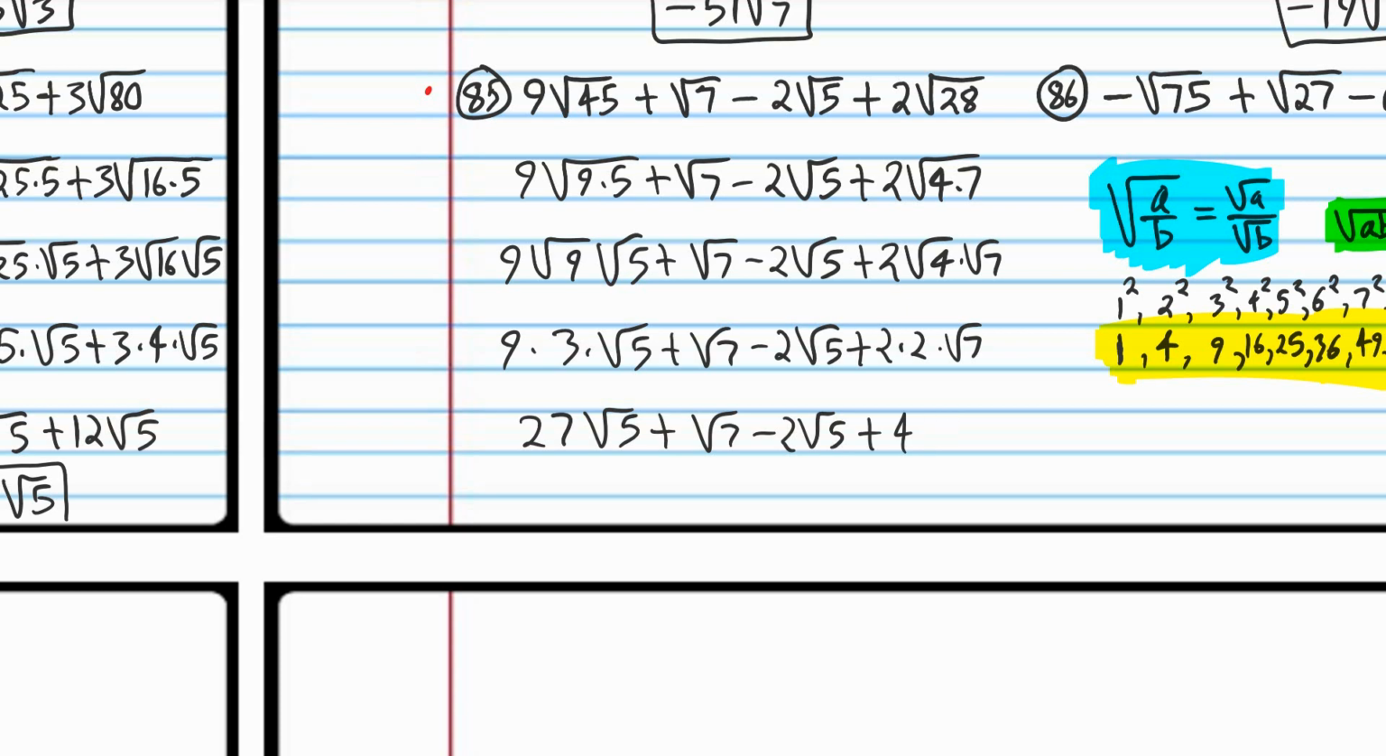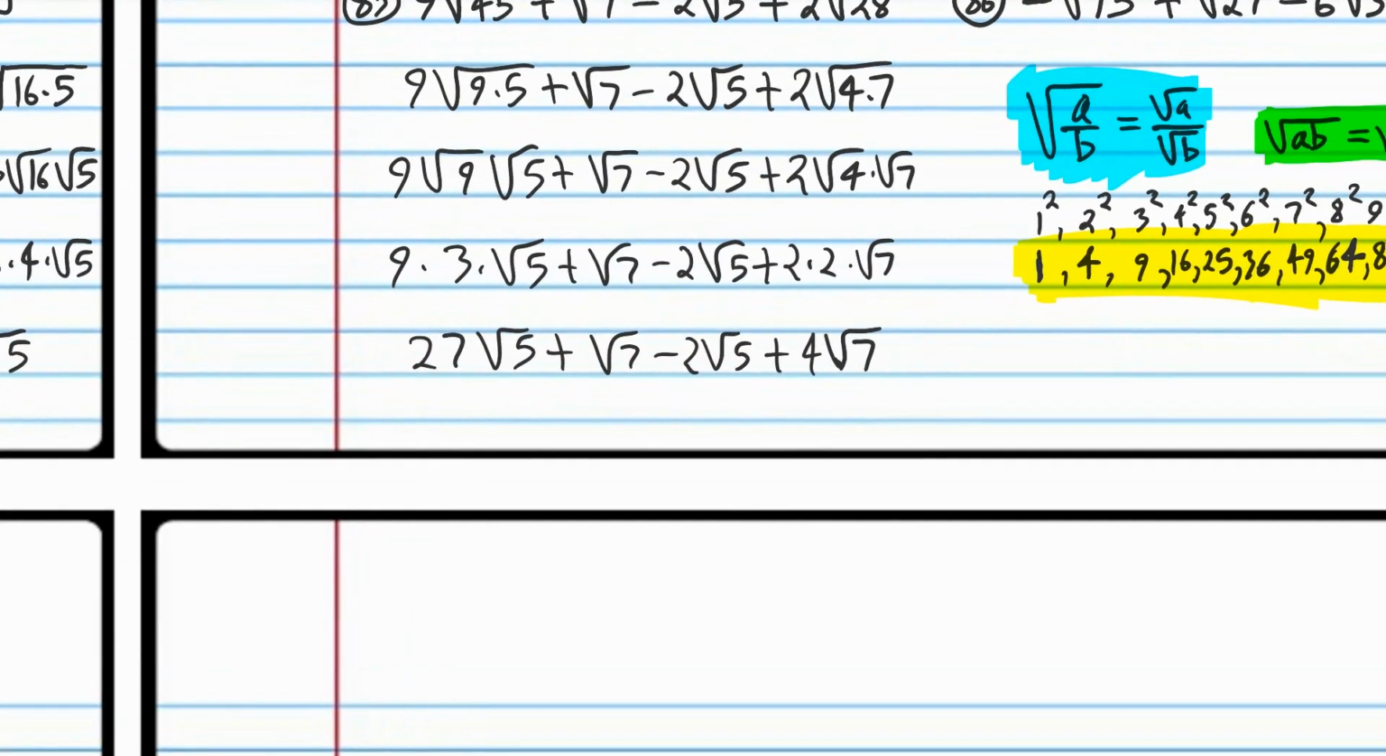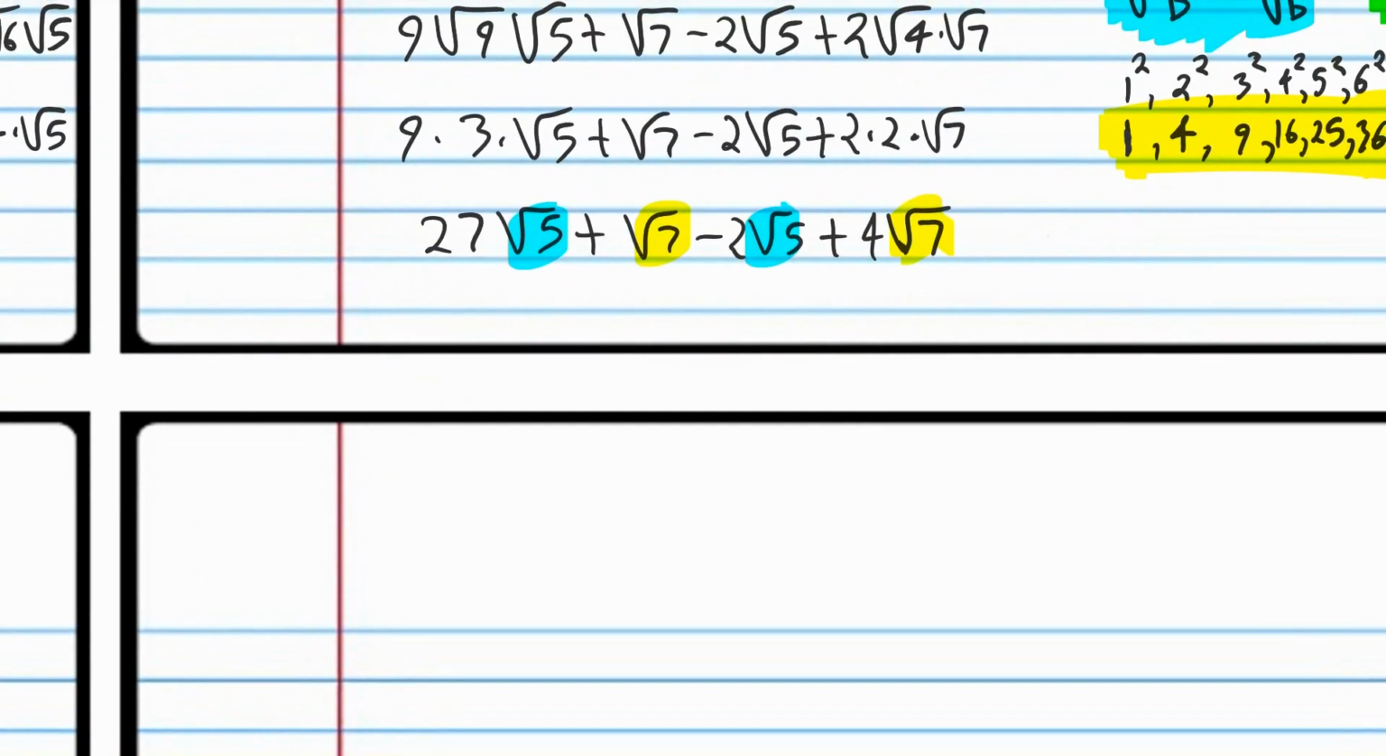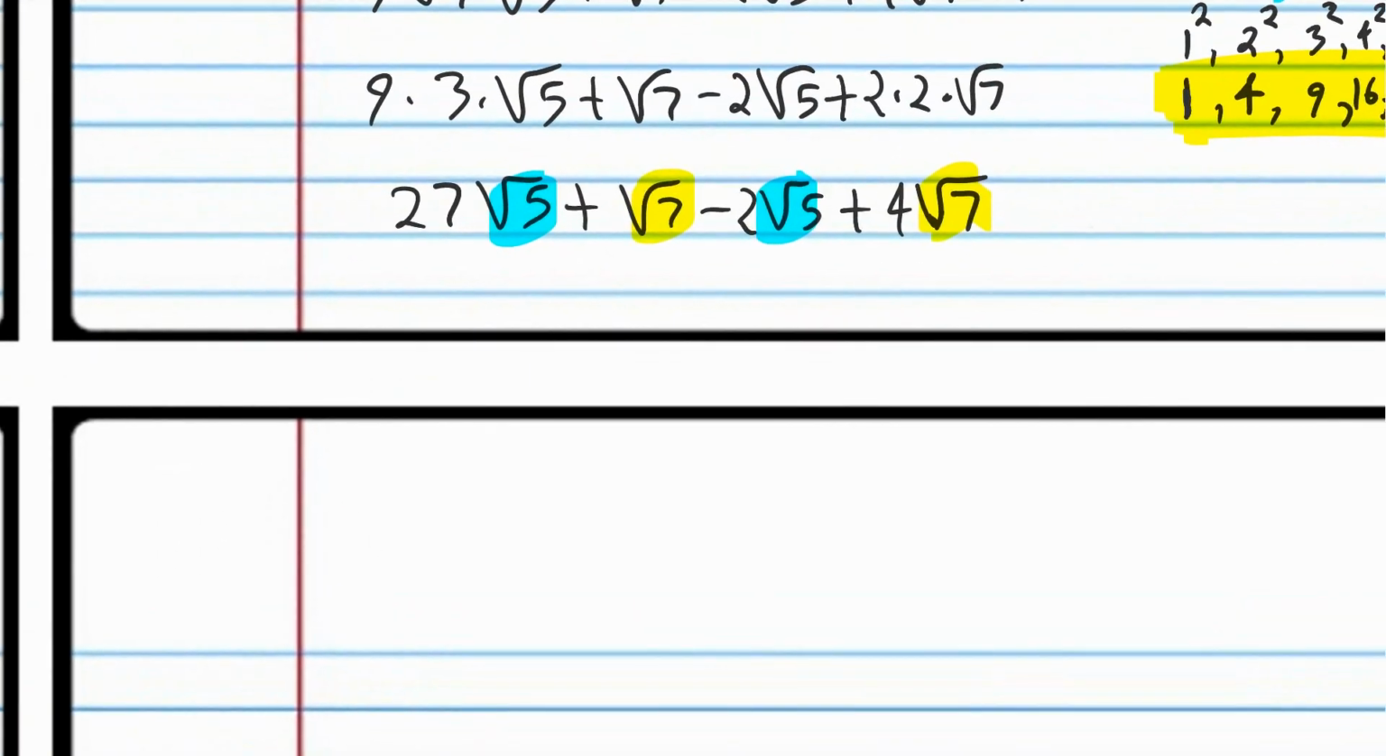So what is the big difference here? Nothing seems different at this point. We've just done the same thing we've done for all these problems. Well, the difference is that now you have root 5s and you have root 7s. So be aware that you can only add the blue numbers together and yellow numbers together, but you cannot add blues with yellows. So 27 minus 2 is 25 root 5, and 1 root 7 plus 4 root 7 is 5 root 7.